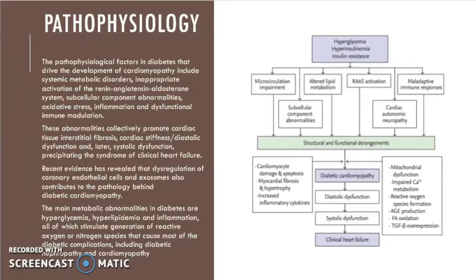behind diabetic cardiomyopathy. The main metabolic abnormalities in diabetes are hypoglycemia, hyperlipidemia, and inflammation, all of which stimulate generation of reactive oxygen or nitrogen species that cause most of the diabetic complications, including diabetic nephropathy and cardiomyopathy.